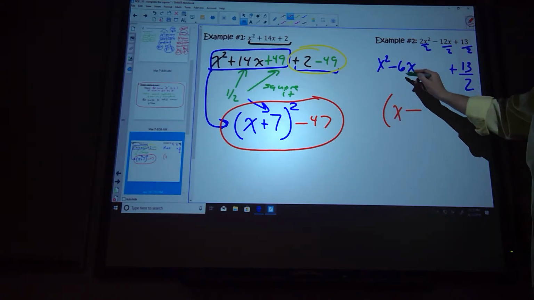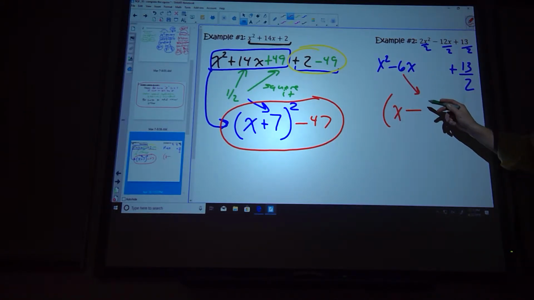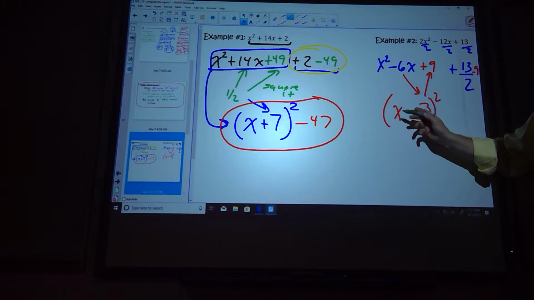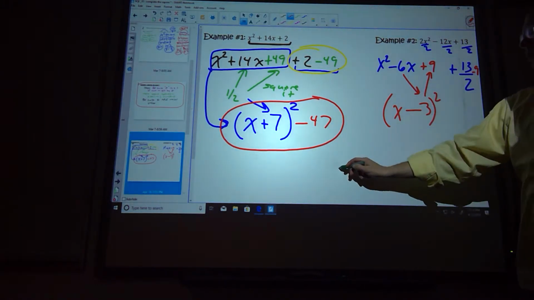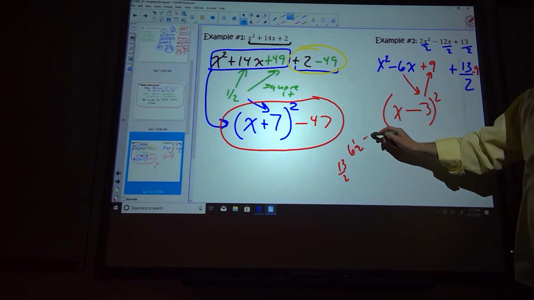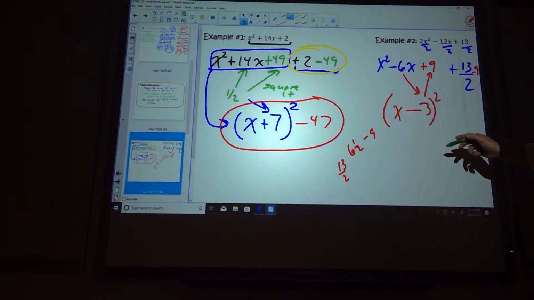X minus half of this, 3, square that, becomes plus 9. If I add 9, what also do I do with it? Subtract. Yeah. All right, so I'm going to do this math. 13 over 2, that's 6.5, right? 6.5 minus 9 is negative 2 1/2. Done.